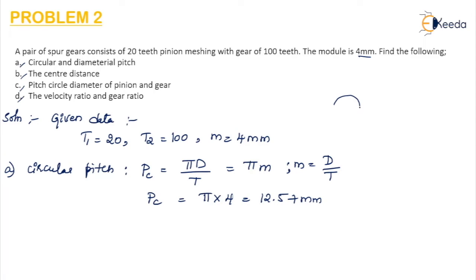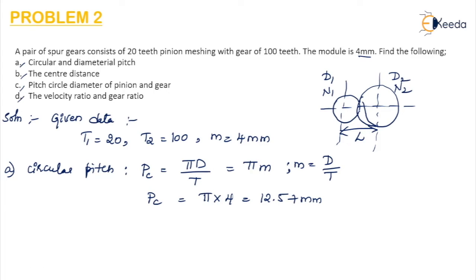So if this is the pinion and this is the gear which is meshing with it, and we will draw the center distance, it is marked by L. N1 is the speed of this pinion, N2 is the speed of the gear, D1 is the diameter of the pinion, D2 is the diameter of the gear. This is the pinion and this is the gear.